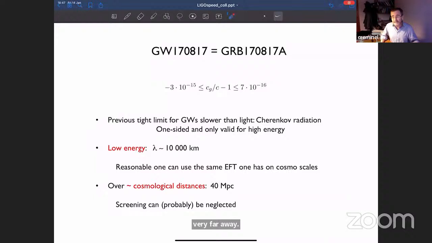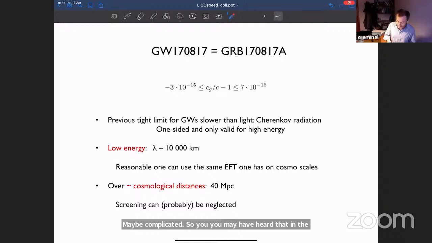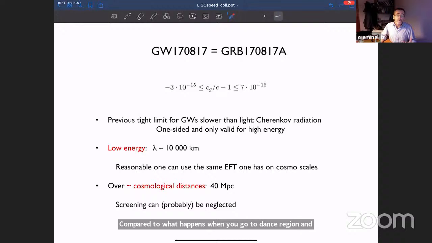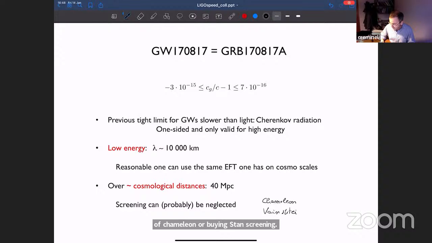And the reason why this is important is because the local environment may be complicated. You may have heard that in some dark energy models, there is the so-called screening. Screening basically means that there is a difference between what happens on cosmological scales compared to what happens when you go to an overdense region, for instance, inside our galaxy. Since the environment is very different, and the Newtonian potential is much larger, this may matter. Just to flash some words, there are these models of chameleon or Vainshtein screening. These are all phenomena in which the physics in an overdense region is quite different from what happens on cosmological scales.